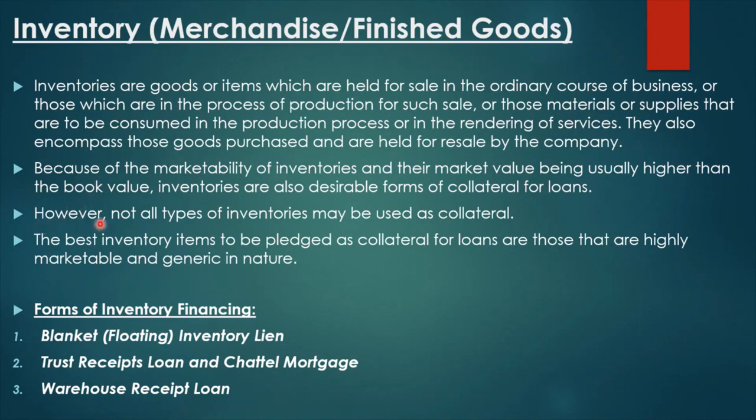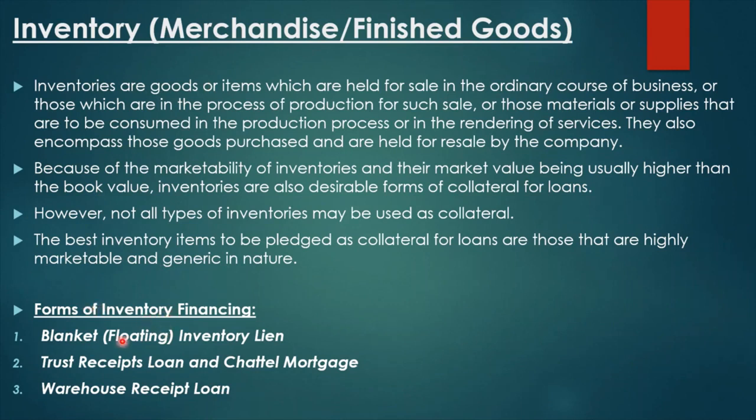However, not all types of inventories may be used as collateral. So, meaning not all inventories are created equal. Yung mga best inventory items daw na magandang i-pledge as collaterals for loans are those that are highly marketable and generic in nature. Meaning, ang sinasabi lang nito, the best inventories na pwedeng gawing collateral sa mga utang or sa loans are those na madaling ibenta. Madaling ibenta means madaling i-convert into cash. Now, ano yung mga forms of inventory financing?